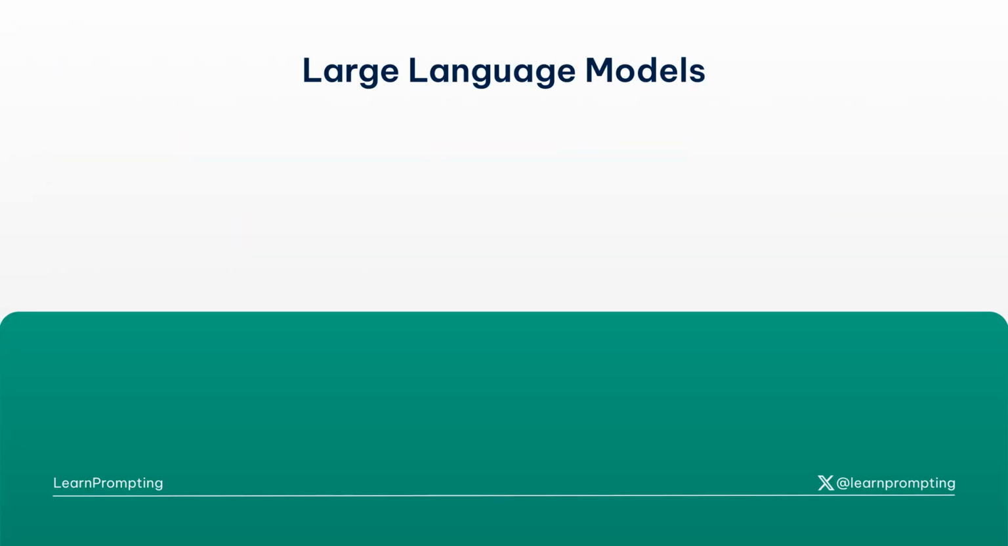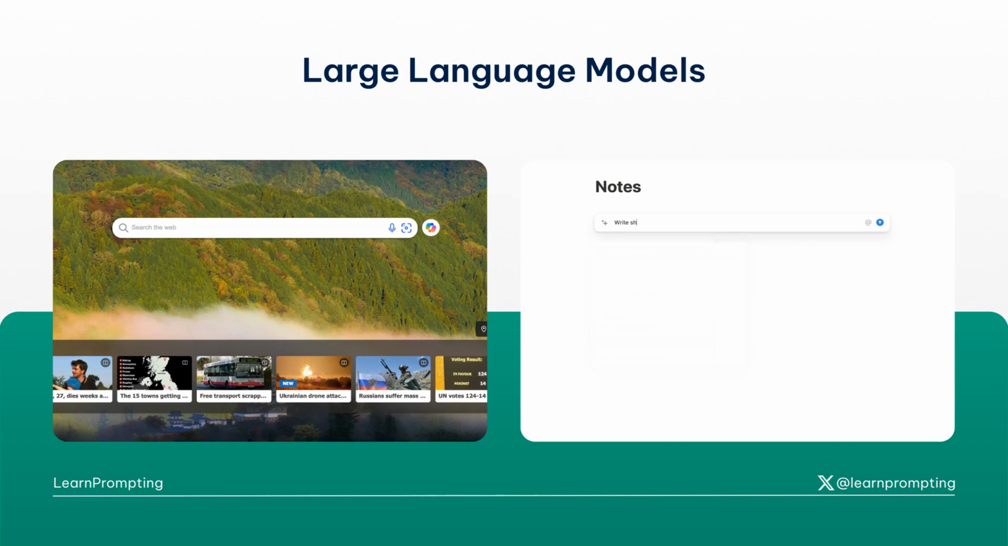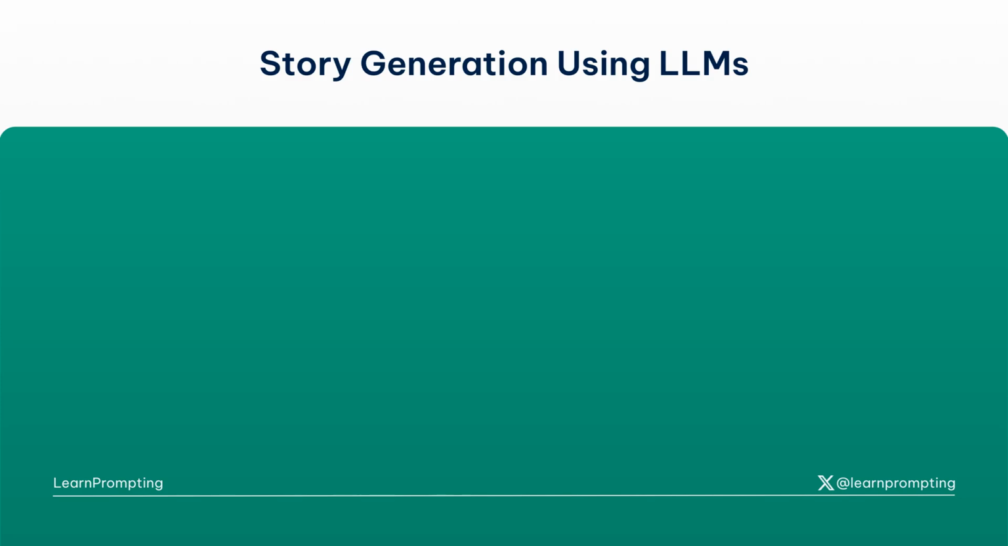To understand prompt hacking, you have to understand how LLMs are deployed across the internet. Today, large language models are everywhere. They power everything from your search engine to your note-taking application. One of the most common applications of large language models is text generation. People have created websites and applications that can help generate all sorts of things using large language models.